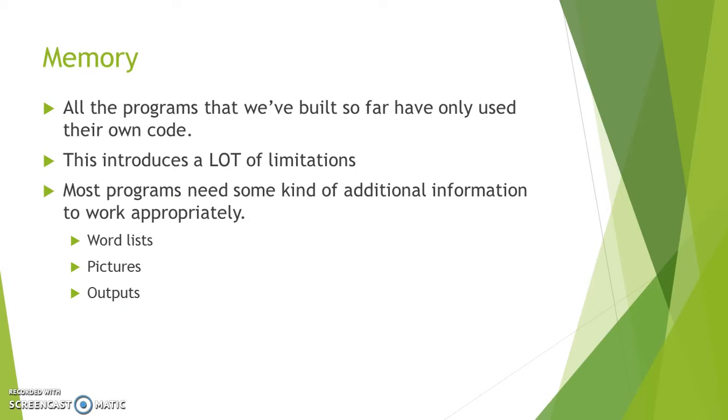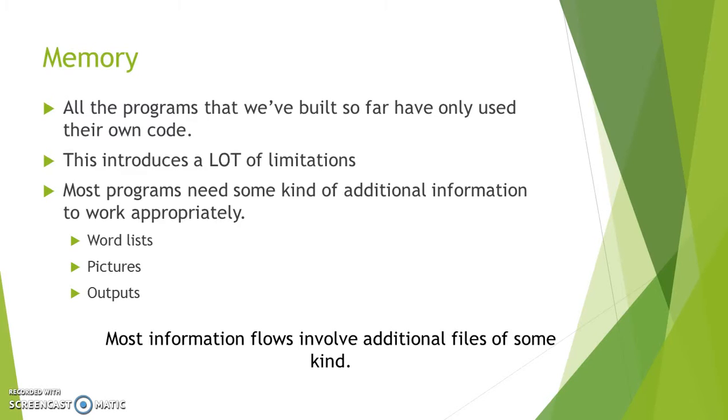So if you had a crossword maker, it'd need a word list. If you had some kind of photo editor software, it would need to be able to import pictures. And if you had some kind of modeling tool, it would need to be able to output the results of its model to be able to be visualized in Excel, for example. Most information flows will involve additional files of some sort or another. Okay, so let's go through some of these piecemeal.